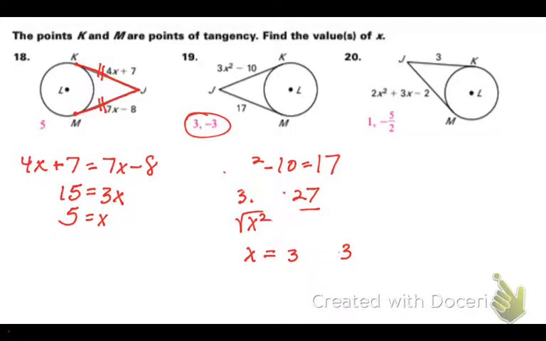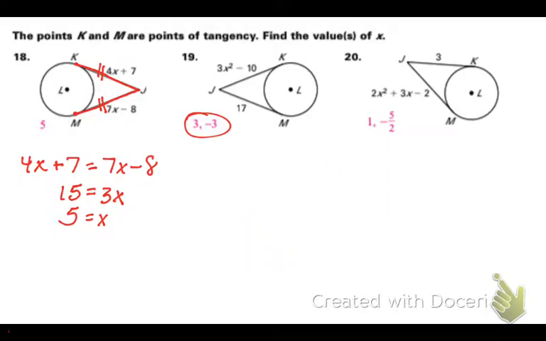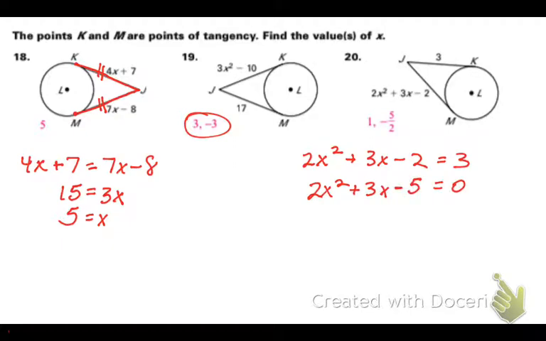Okay, I'm going to erase this because this one gets a little bit longer, and this is a review of your algebra. So we have 2x squared plus 3x minus 2 equals 3. We're going to simplify that. We subtract 3 from both sides, so 2x squared plus 3x, minus 5, equals 0. So 3 minus 3 is 0, and minus 2 minus 3 is minus 5.